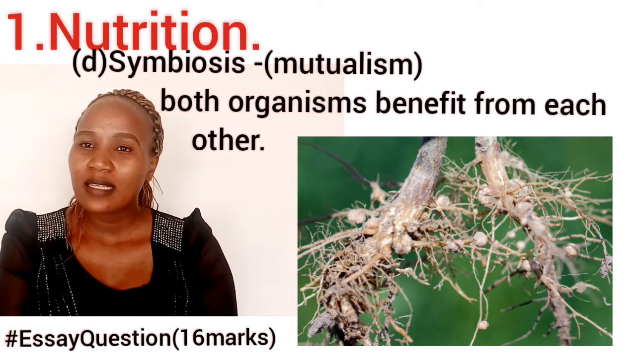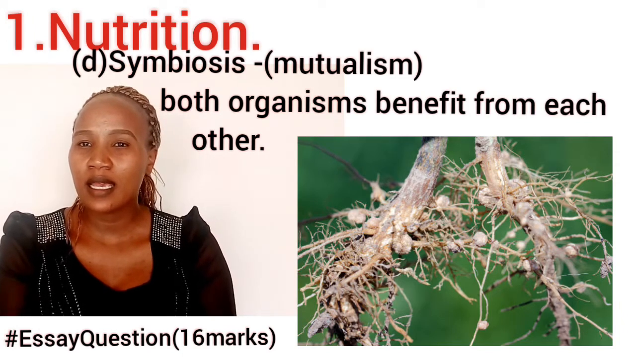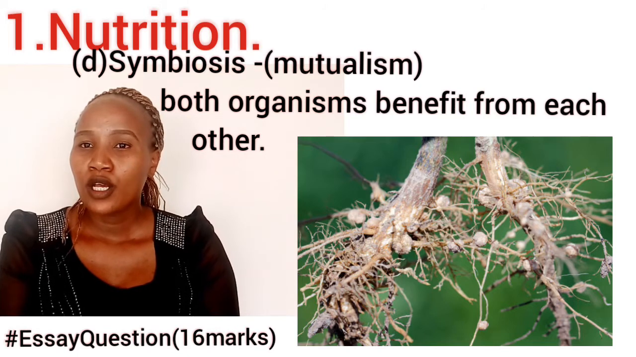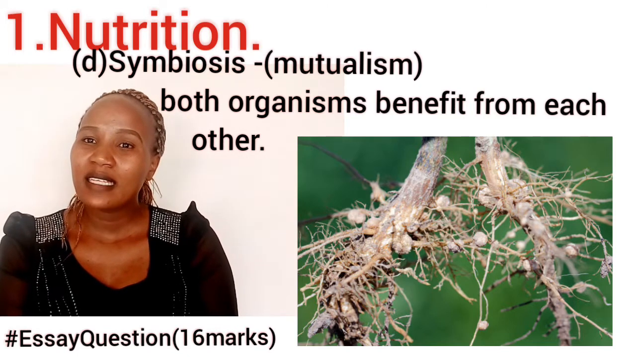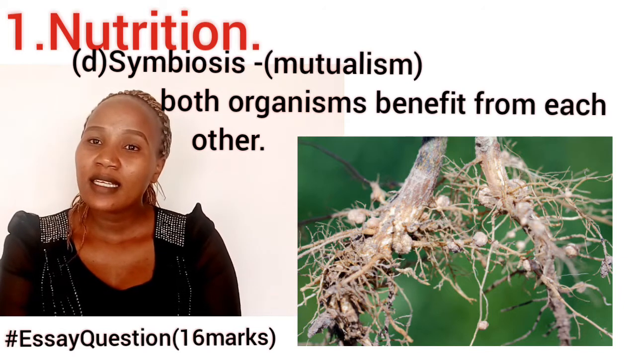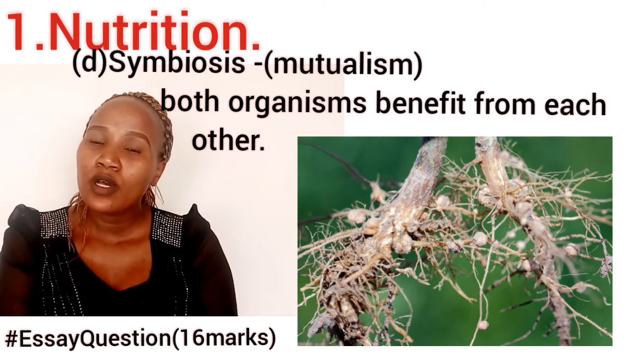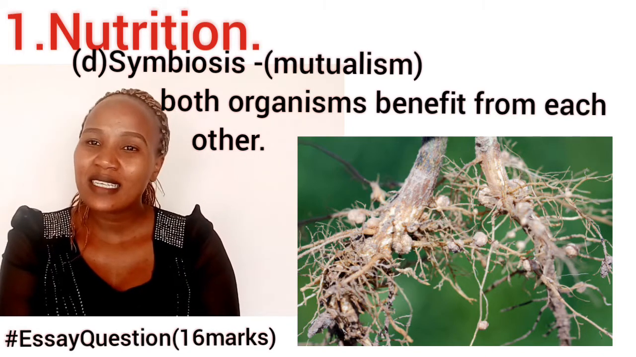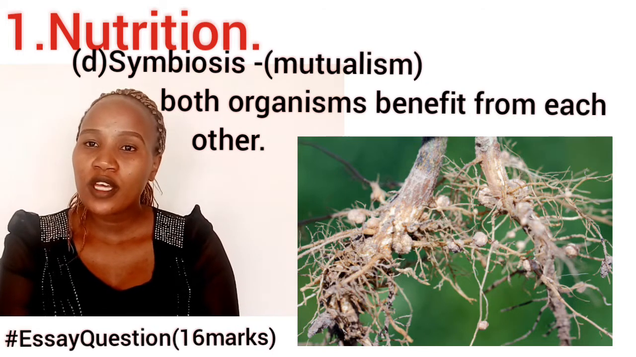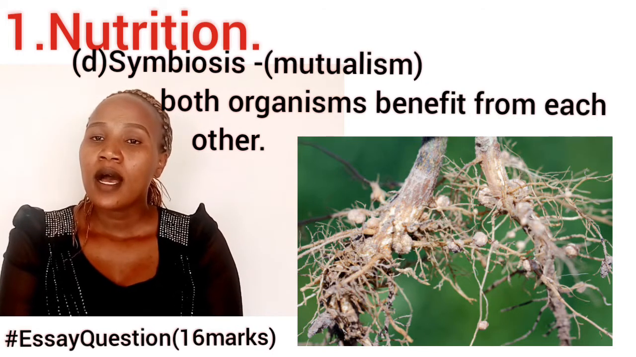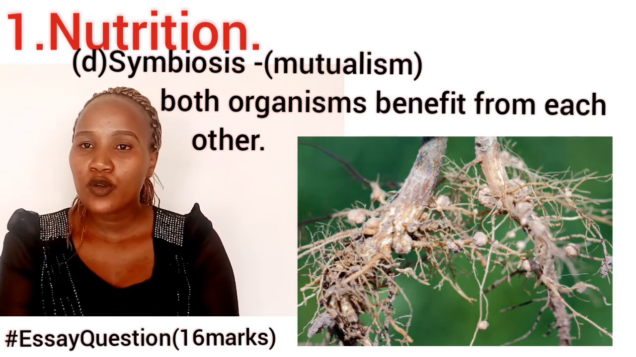The bacteria that are in the root of the legumes, an example of a legume plant is the bean plant. So the bacteria will benefit by getting shelter and food, and the legume will benefit from the nitrate that has been synthesized by the bacteria. So the two organisms are benefiting and neither of them is suffering from this kind of relationship.